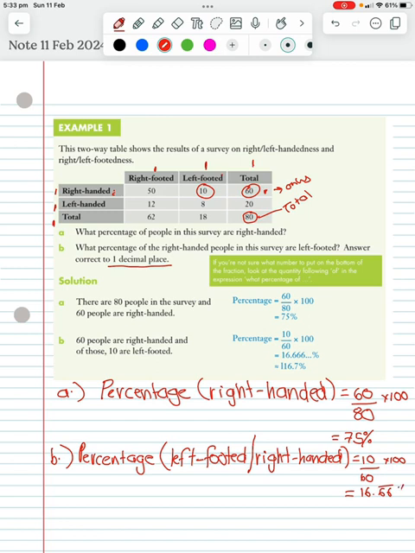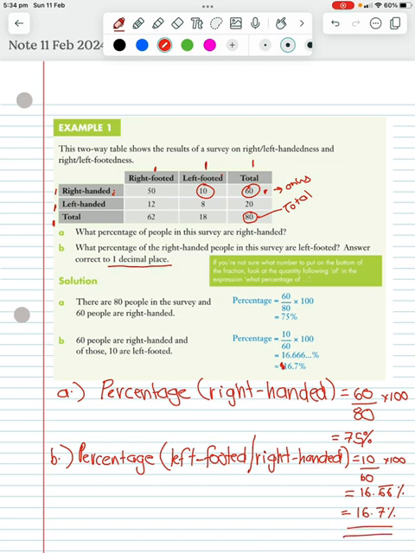16.66 recurring percent. But we want it to just one decimal place, which is going to be 16.7%. I'm thinking they've just hit an extra 1 here in the textbook because that shouldn't be as big as what it is. Shouldn't be 116.7. So 16.7 is your result.